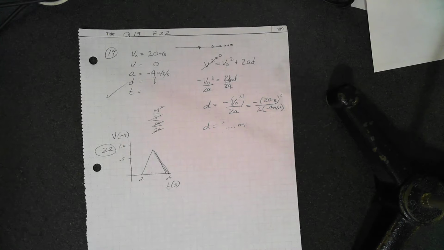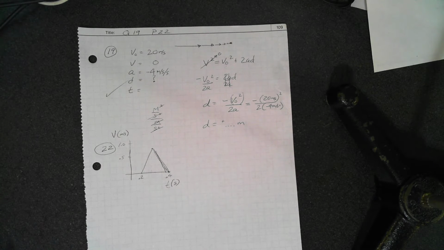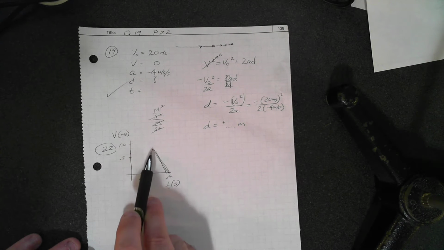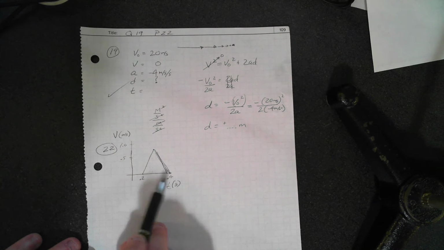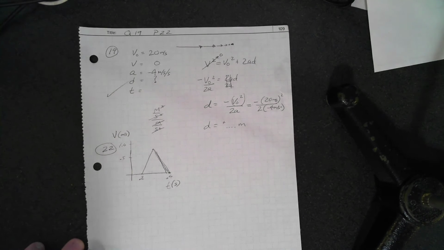Question 22. They gave you, back on problem 16, a velocity time graph for the blood rushing through the, where is it? In the ascending aorta during 1 heartbeat. It speeds up, and then it slows down. Every time your heart beats.